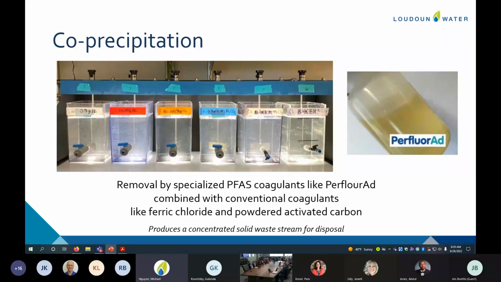The first process that is included in our bench scale study for the leachate is called co-precipitation. What we found is there are specialized coagulants that you can add that encourage PFAS to adsorb onto molecules, alongside other conventional coagulants like powdered activated carbon and ferric chloride that make solids settle. So essentially it's another chemical that you can put in to encourage that PFAS to fall out in the solid stream. This is also a technology that we're going to consider piloting for Broad Run as well.